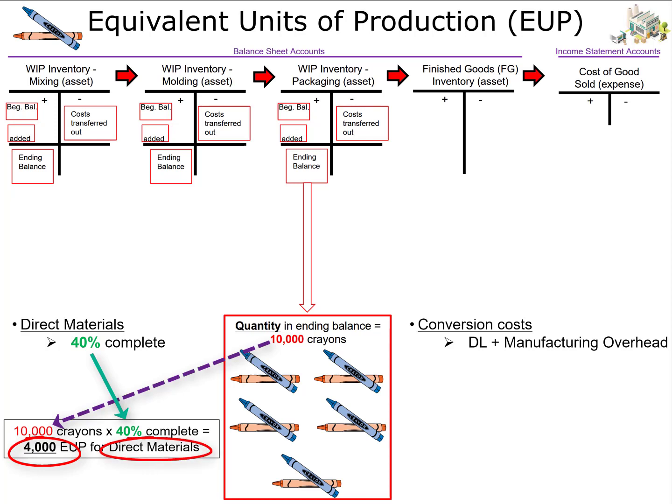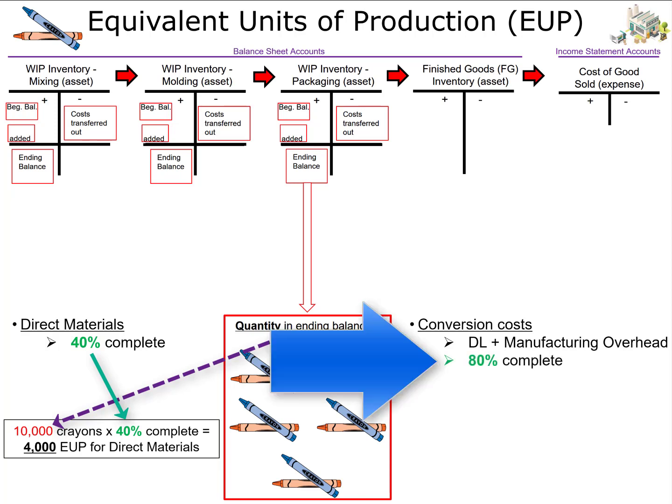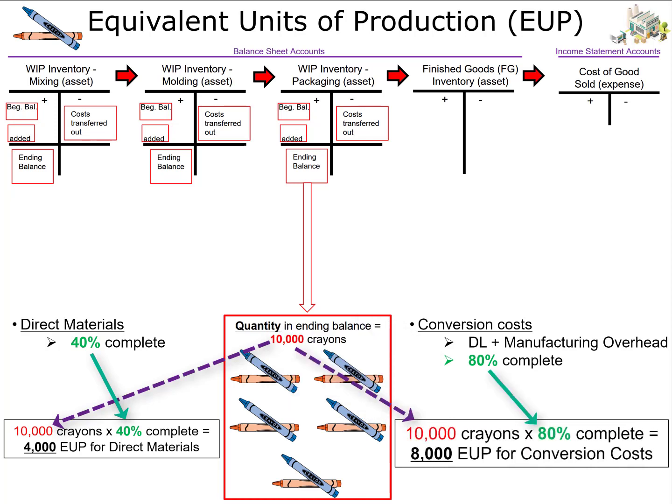Now let's move on to conversion costs. The crayons were 40% completed in terms of direct materials, but the percentages can be different for conversion costs, which are direct labor and manufacturing overhead. So in terms of conversion costs, it turns out that the crayons are 80% complete. So the equivalent units of production for conversion costs for these 10,000 partially completed crayons is 8,000 equivalent units of production. We calculated that by taking the 10,000 crayons times the 80% completion percentage to get 8,000 equivalent units of production.